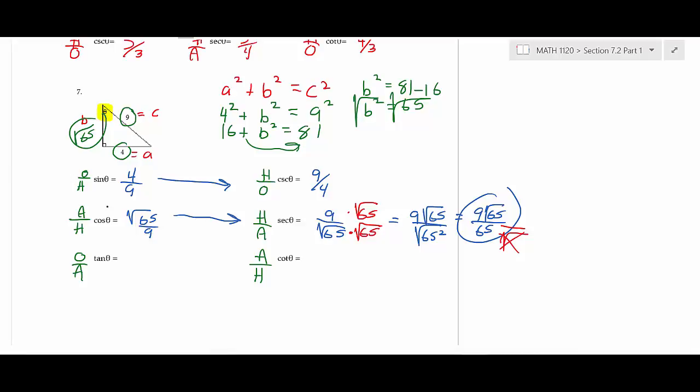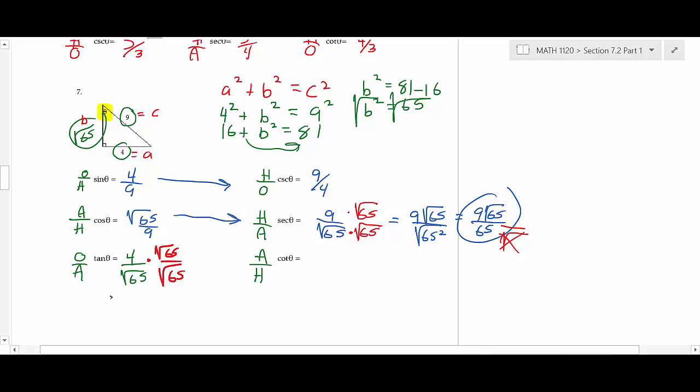Okay, 4 is opposite. That's adjacent. So that would be 4 over radical 65. So you would start by having that, and then you would have to rationalize the denominator the same way I did. Okay, all right. So got that? Now multiply by radical 65 over radical 65.